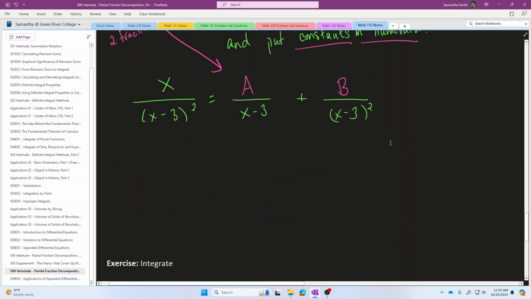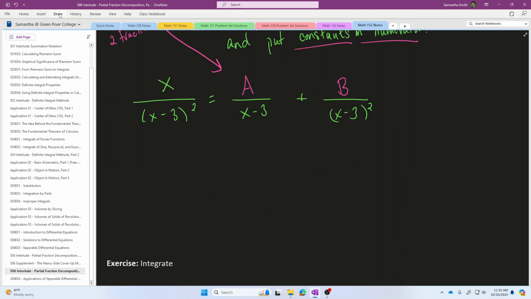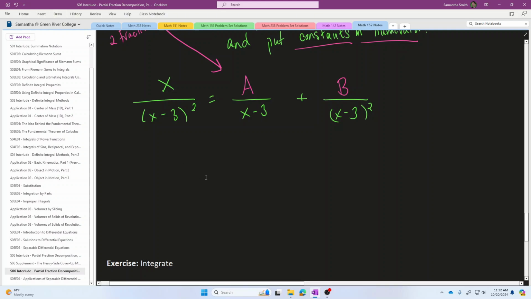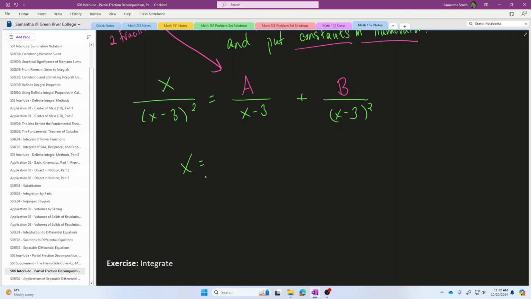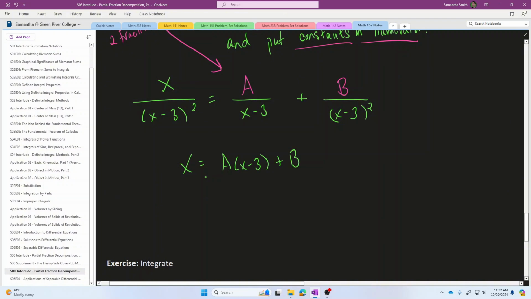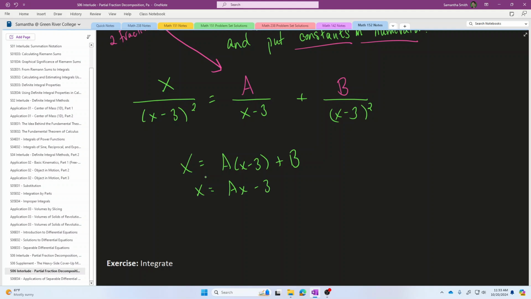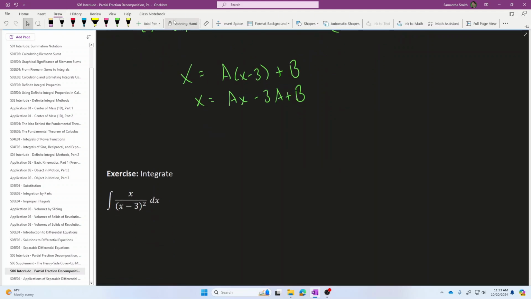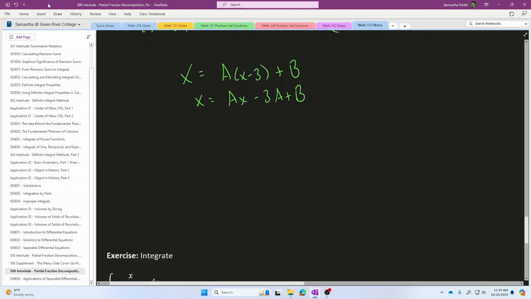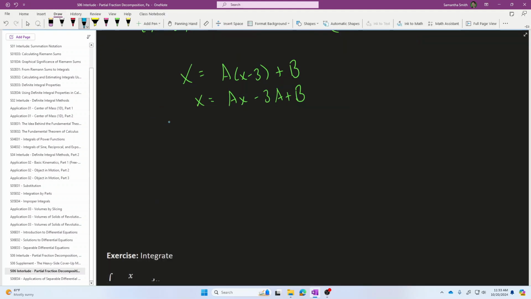Once you have set up that template, the rest of the problem proceeds exactly the same way as always. The next thing that I would do is clear the fractions by multiplying by the least common denominator and simplifying. Then I would distribute, and I would create a system of two equations by looking at the coefficients on all the different terms here.